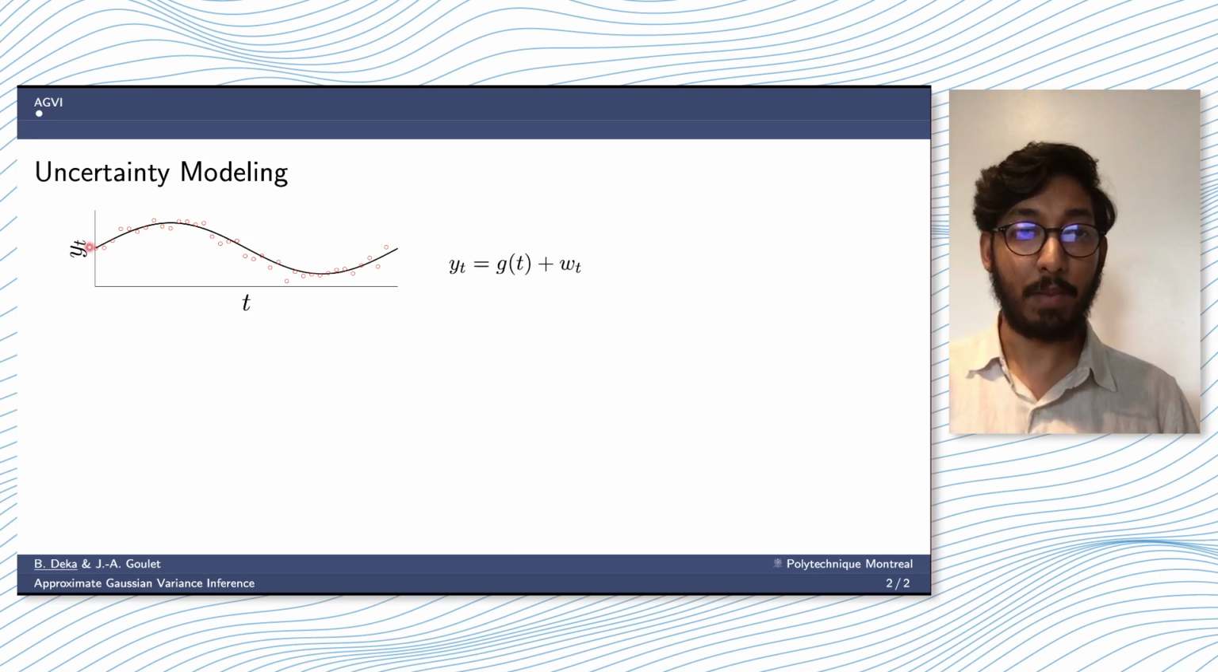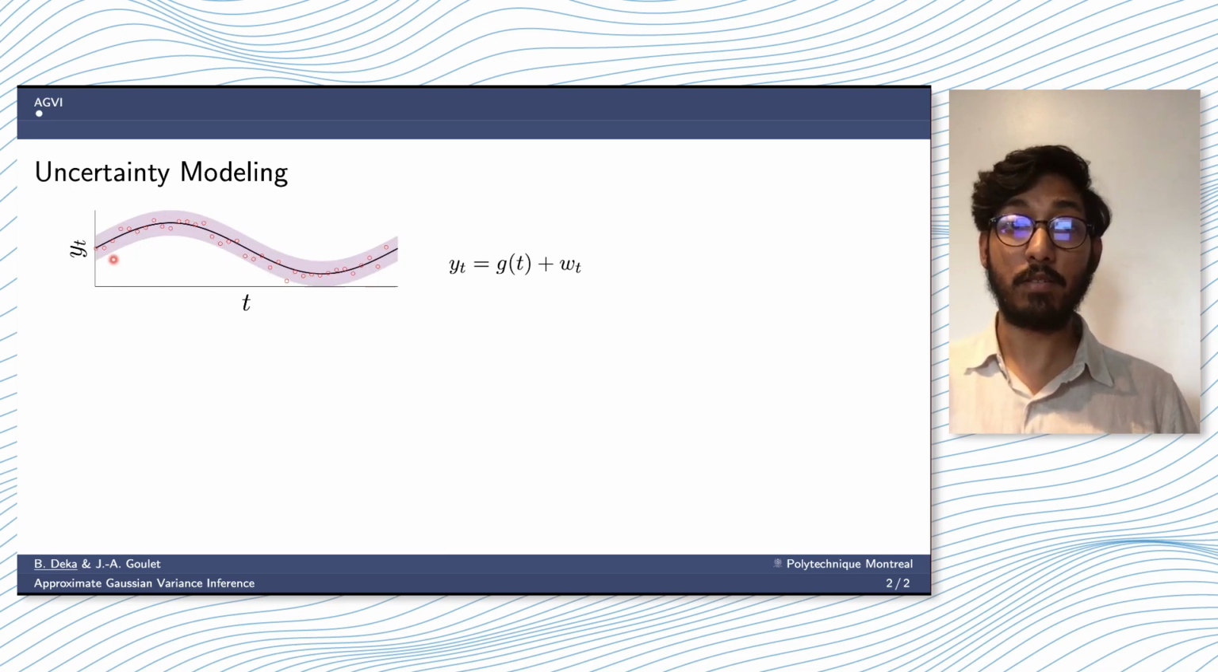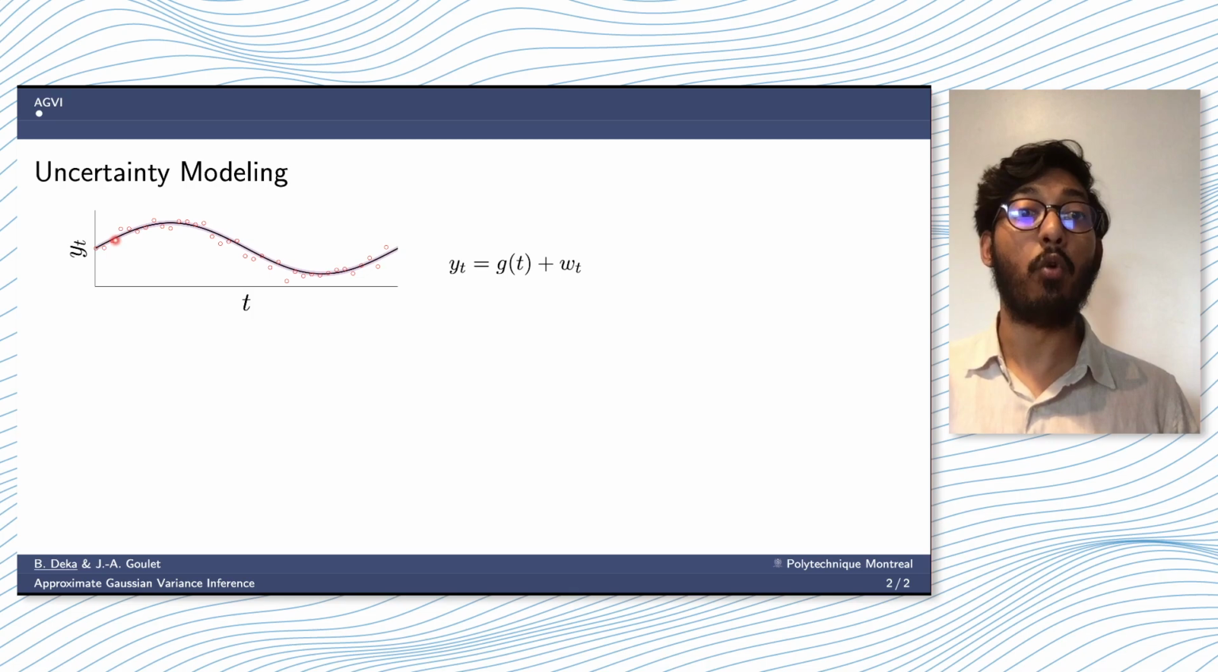Now, to see how the AGVI method works, let's take a simple sine-like function. For example, the black line shows the function here, the red dots represent the data, and the violet region shows the aleatory uncertainty that is present in this data. Now, a variance parameter is used in order to quantify the aleatory uncertainty in the data. If we choose a larger value for the variance, we'll be underfitting our model, and if we choose a smaller value for the variance, we'll be overfitting our model.